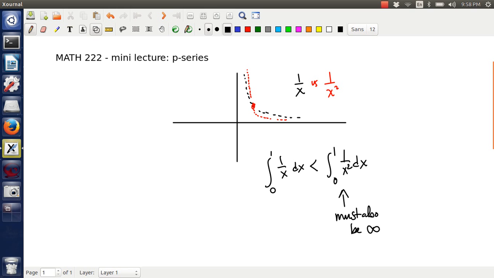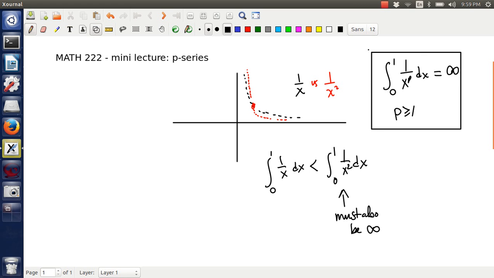And so all these guys, the integral from 0 to 1 of 1 over x to the p dx, if p is greater than or equal to 1, this diverges. Okay, so this is a fact. We just figured this out.